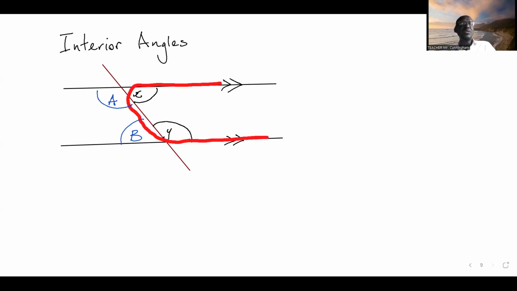So, interior angles. Now, interior angles add up to 180 degrees. So keep that in mind. Interior angles add up to 180 degrees. So let's write that. Interior angles. Take this down.